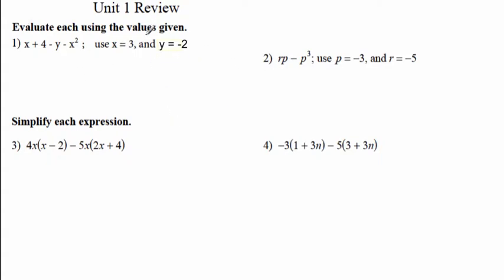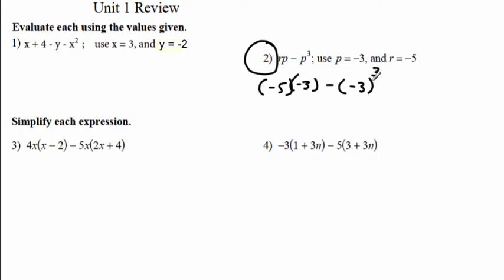All right, so I'm not going to do every single problem, but I will go over certain problems, and I'll go over number two. Number two is important because we have so many negatives here. So we have RP minus P to the third. So I'm going to sub that in. I'm going to use parentheses every time I sub in. So we get negative 5. That's R. P is negative 3. So times negative 3. Minus, what do we have? P is negative 3 to the third power.